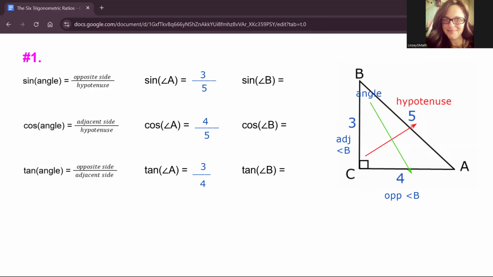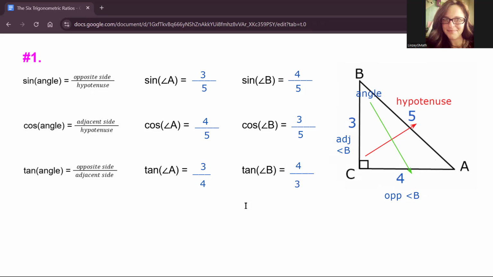Now we can find sine of angle B. The opposite side of angle B is 4 over the hypotenuse, 5. Cosine, adjacent side of angle B, 3 over the hypotenuse, 5. Tangent of angle B, opposite side of angle B over the adjacent side. The opposite side of angle B is 4. The adjacent side of angle B is 3.